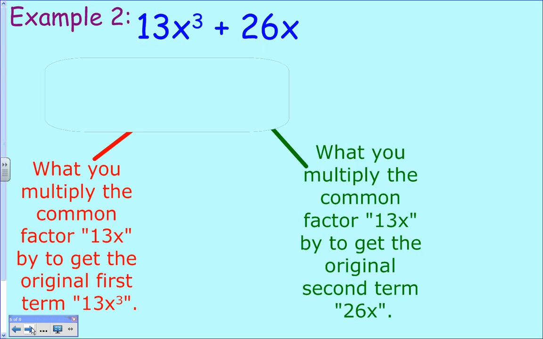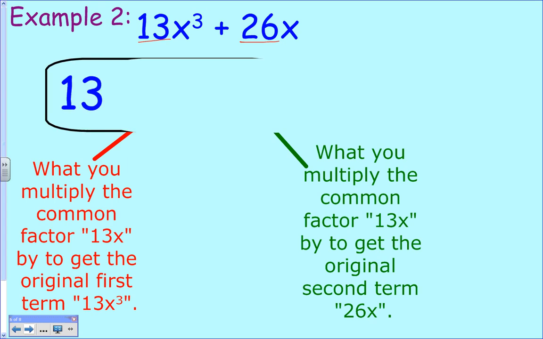In this second example, we'll look at it a different way. Again, we want to determine what's in common first between the 13x cubed and the 26x squared. If we look at the numeric portion, both numeric portions, the 13 and the 26, are divisible by 13. So that will be part of our greatest common factor.